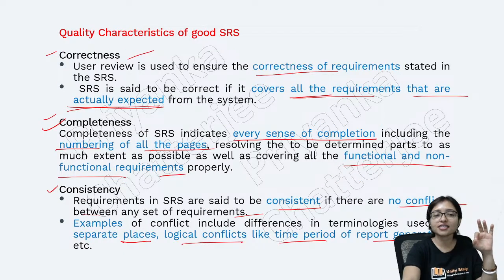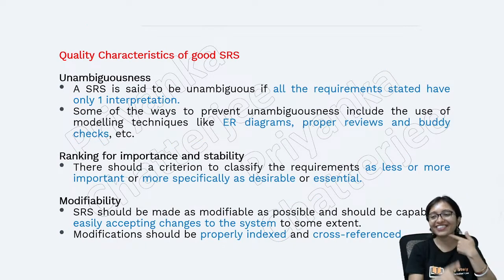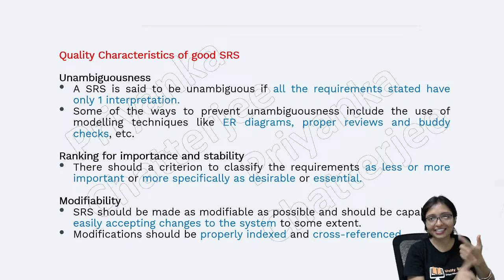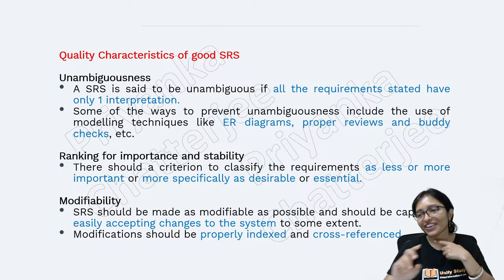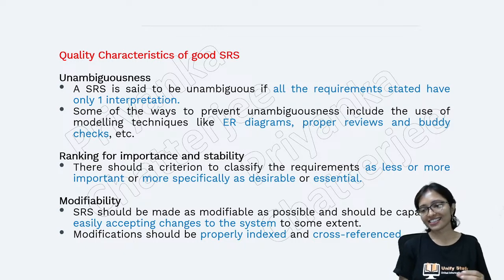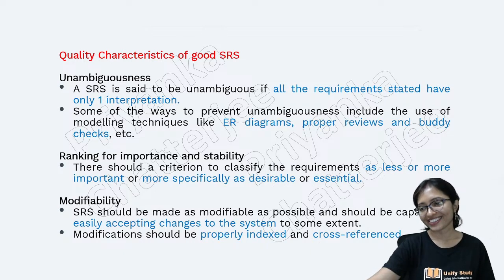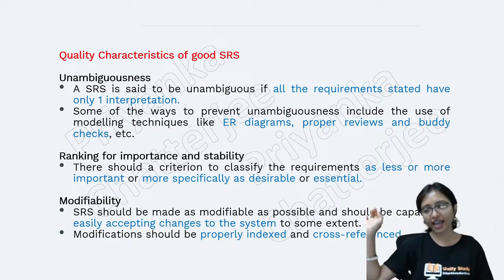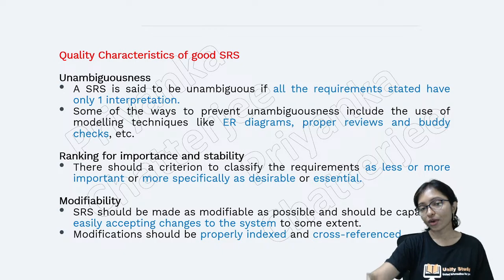What are correctness, completeness and consistency? Write it down now. What is correctness? What is completeness? What is consistency? What do you understand? One line only. One line will be enough for that. You have to write that also.